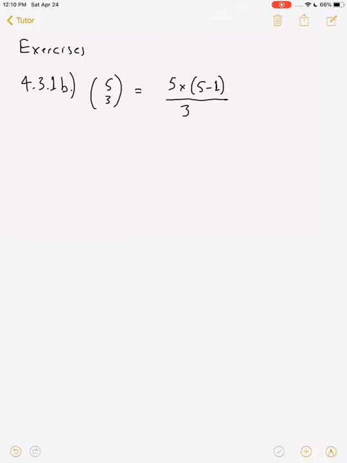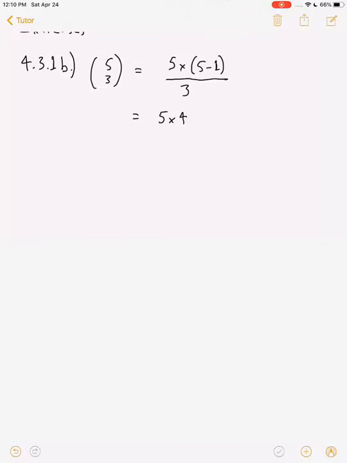So the top looks good, right? So we have 5 times 4, the 3, the bottom, the 3. So why are you dividing by 3 here? Because the bottom number is 3. Now that's true, but are you forgetting something?